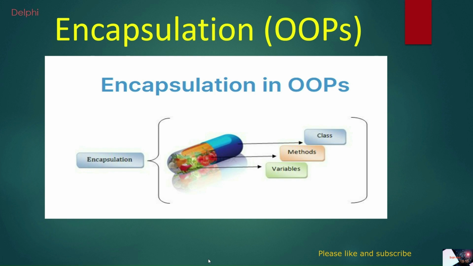So we know that encapsulation is one of the most important pillars of the object-oriented programming concept. And in Delphi, we will write one sample code and see how to implement encapsulation. In the picture, we can see the capsule that contains the variables and methods, and the overall capsule is called the class. The process of wrapping the data and the functions, or methods, that perform actions on the data in a single entity is known as encapsulation.